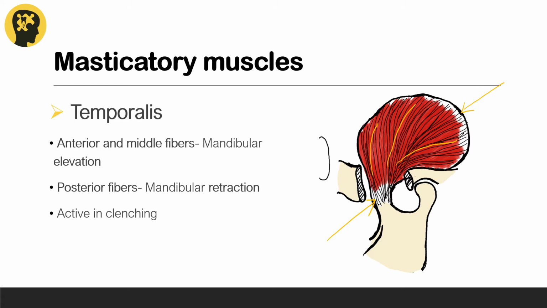Now, if we look at the orientation of the anterior and the middle fibers, we'll see that they are oriented more or less vertically or slightly obliquely. So, as the anterior and the middle fibers of the temporalis contract, they'll elevate the mandible, move the mandible in an upward direction, or close the mouth. Now, when we look at the orientation of the posterior fibers, we'll see that they are oriented a lot more obliquely and almost horizontally towards the posterior end. So when they contract, they'll pull the mandible backward or they'll retrude the mandible.